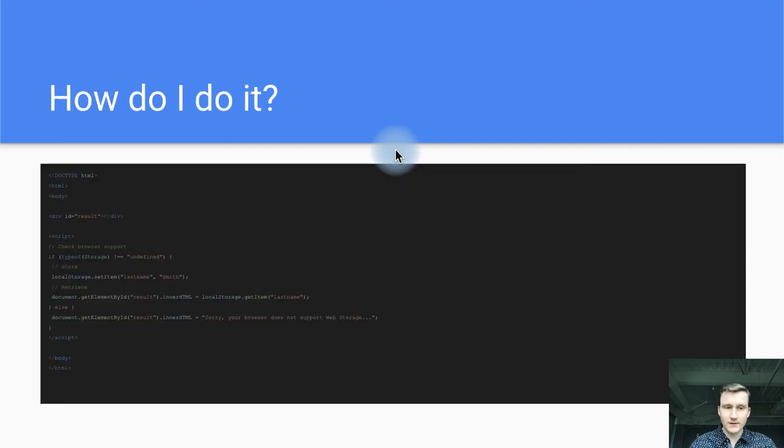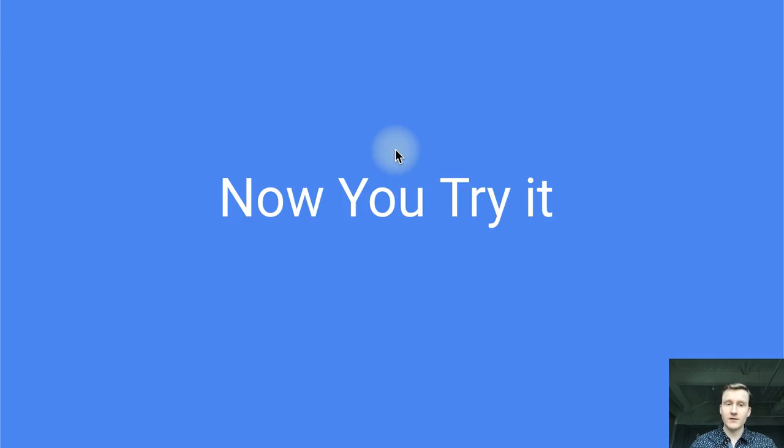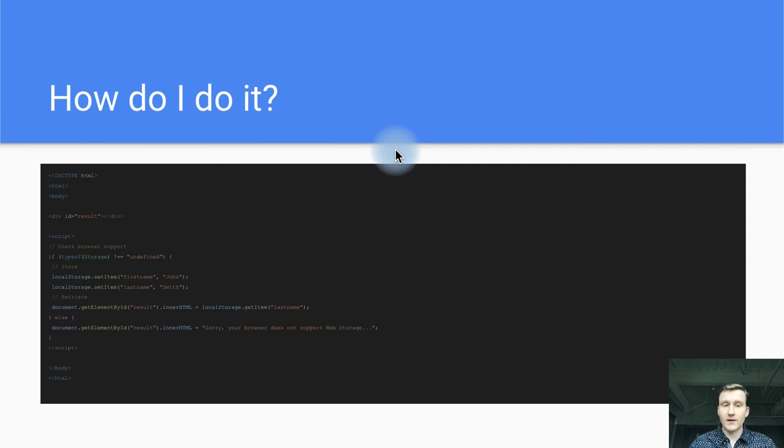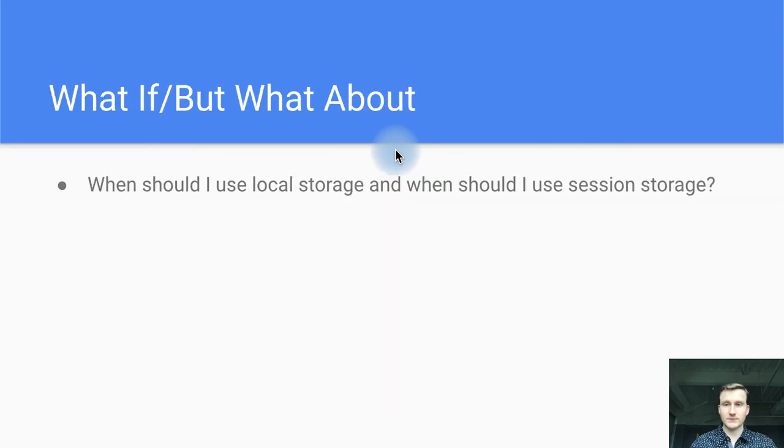How do I do it? Simply take the code in front of you here and add an item to the local storage with a first name key and a value of John. Pause the video here and try it yourself. This is a working example. You can see here we're adding a key with last name and a value John.